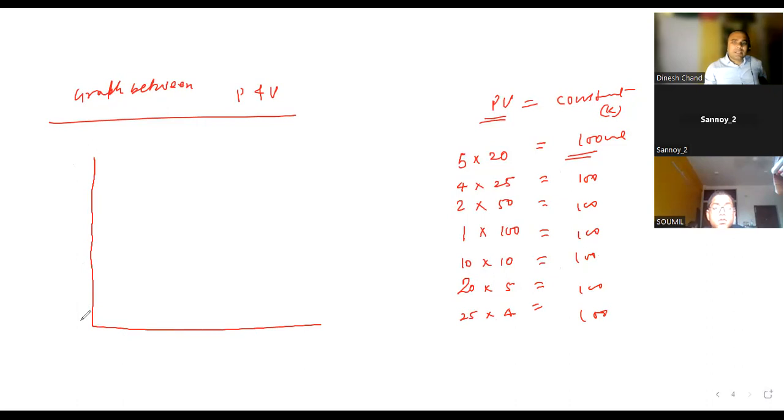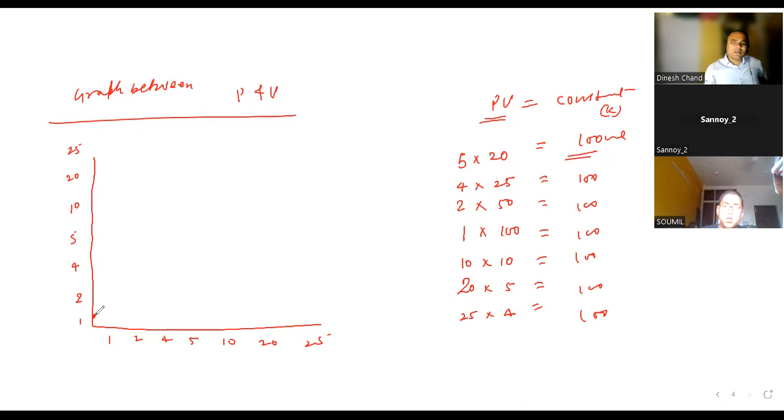So for pressure, what can I mention here? 1, 2, 3, 4, 5 and 6. Not 6 here. How can we place it like that? What are the values we are having now? 1, 2, 4, then 5, then 10, then 20, then 25. Similarly, here it will also come like that: 1, 2, 4, 5, 10, 20, 25.